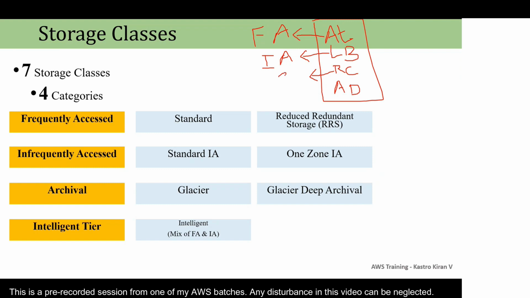Let's say every 3 months exams will happen. Now, in that case, what happens? Only once in 3 months, the report cards of the students are accessed. Such kind of data is called archival. And especially this is called glacier archival. Again, I'll be talking about that in some time.